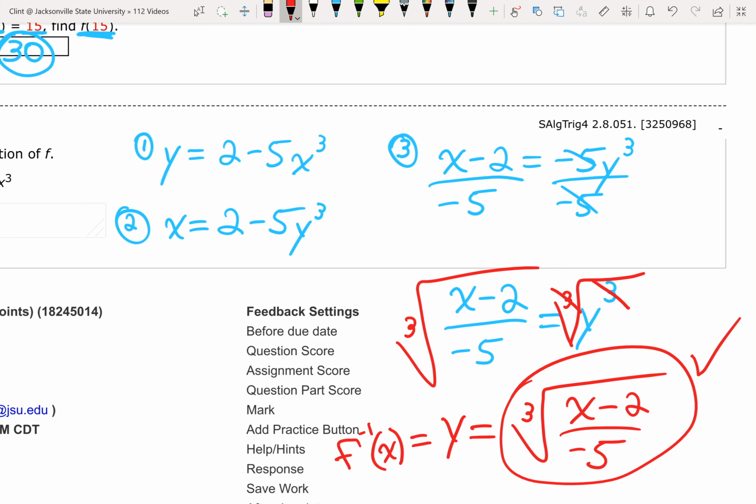Alright, and there's several more of those back in the homework if you want to go back through that section with the 1-to-1 inverse functions. Okay? Alright, let me know if you have questions.